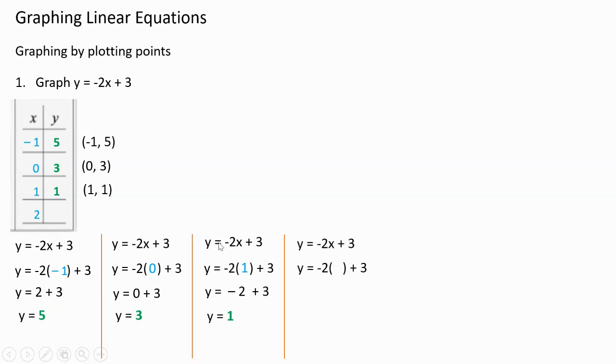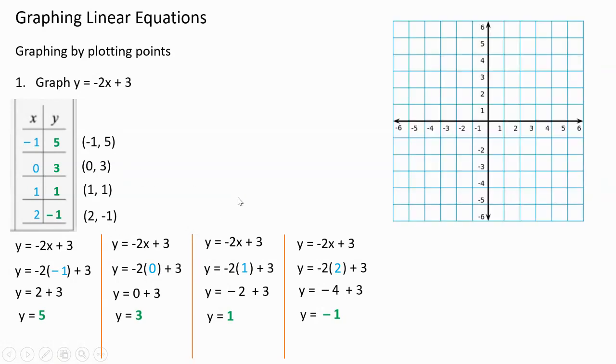And finally, we're going to evaluate at x equals 2. So when x equals 2, we plug in 2 for the x. It's going to give us negative 4 plus 3, so the answer will be negative 1. So when x is 2, y is negative 1, and the ordered pair is 2, negative 1.